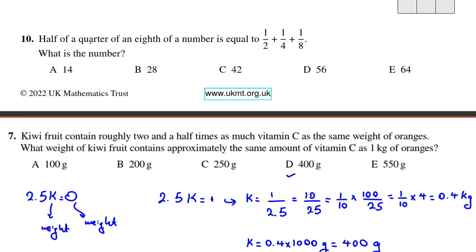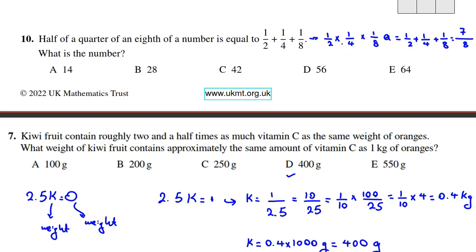Okay, let's solve problem 10. Half, a quarter, an eighth of a number is equal to this. So half, a quarter, 1 over 4, of an eighth, 1 over 8, of a number a, is equal to this number, 1 over 2 plus 1 over 4 plus 1 over 8. If we use a common denominator here, 8, it will be 4 plus 2, 6, plus 1, 7.